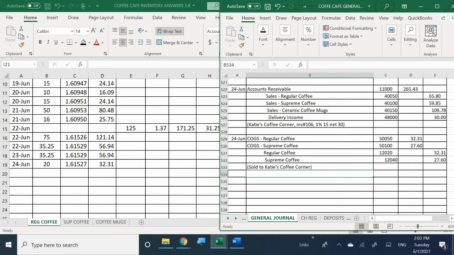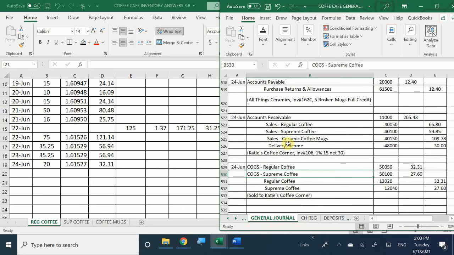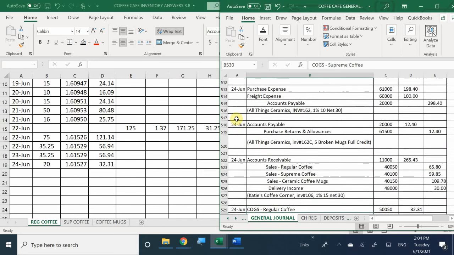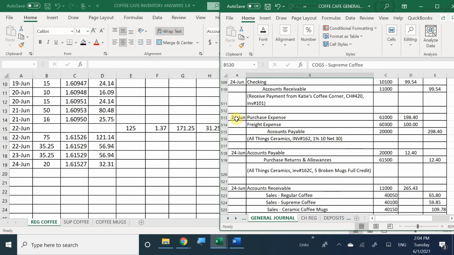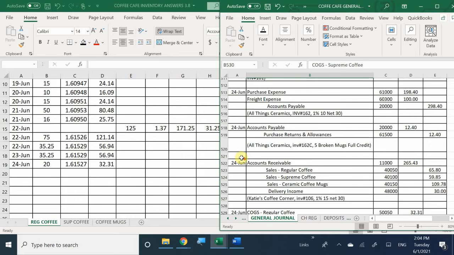All right, now can I see the top of this worksheet real quick? Is that far enough or you want more? Because we only entered this right here. Yeah, I'm missing the one on top, All Things Ceramic invoice, 162 credit. That's the last thing that we just entered in there. Okay, I'm good.